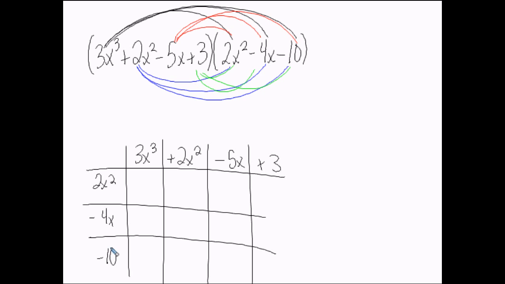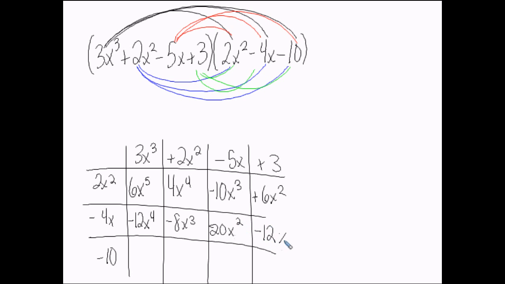2x squared times 3x to the third is 6x to the fifth, 4x to the fourth, negative 10x to the third, 6x squared. And I come and do my 4x's. 4x times negative 3x to the fourth, negative 8x to the third, 20x squared, negative 12x, and then negative 10.